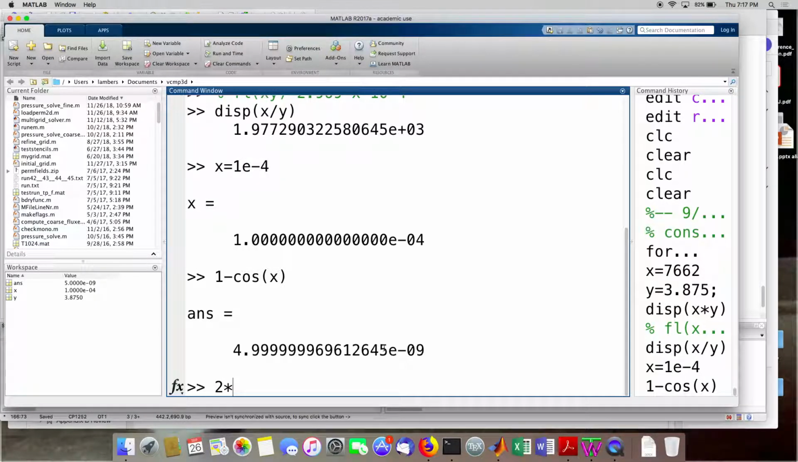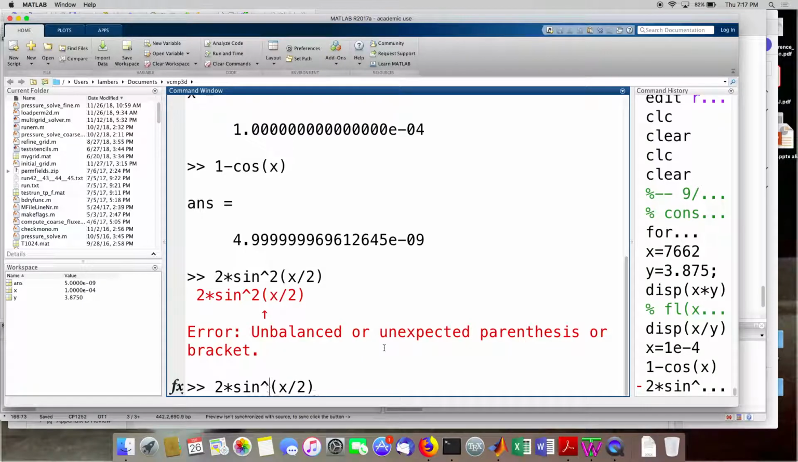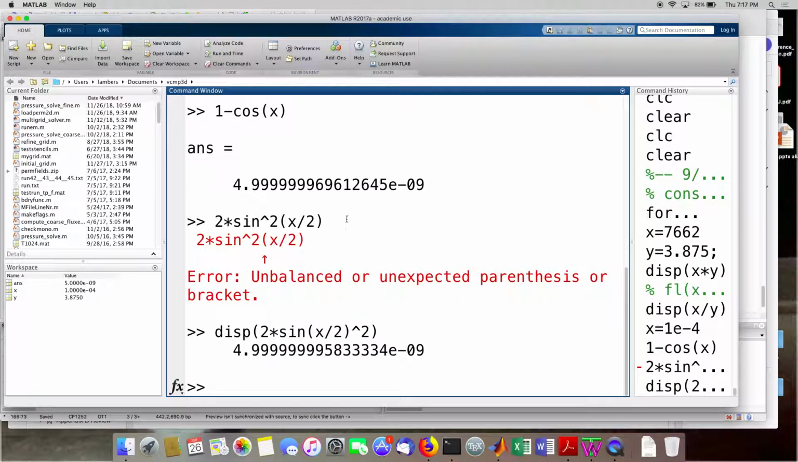But if I do this, 2 times sine squared x over 2, whoops, that's totally wrong MATLAB syntax, not sure what I was thinking there. Okay, and notice they don't agree exactly. That's because the first one has cancellation error in it. So the difference is noticeable, at least. So sure enough, this kind of rewriting is necessary to get around that cancellation error. So if you have trigonometric expressions, sometimes trigonometric identities can help you.